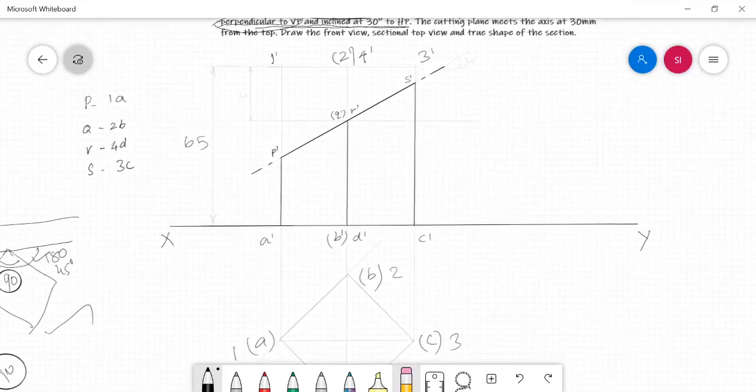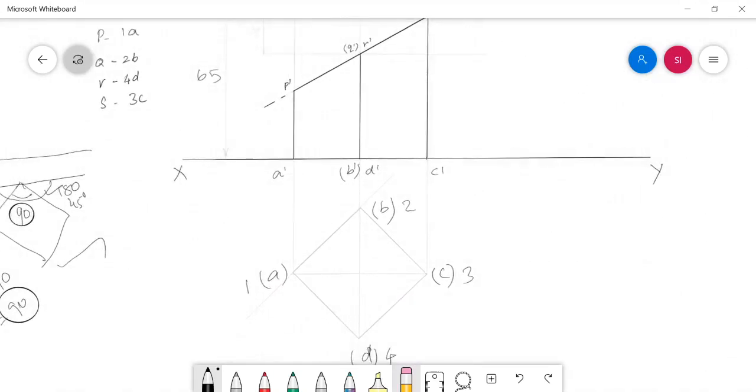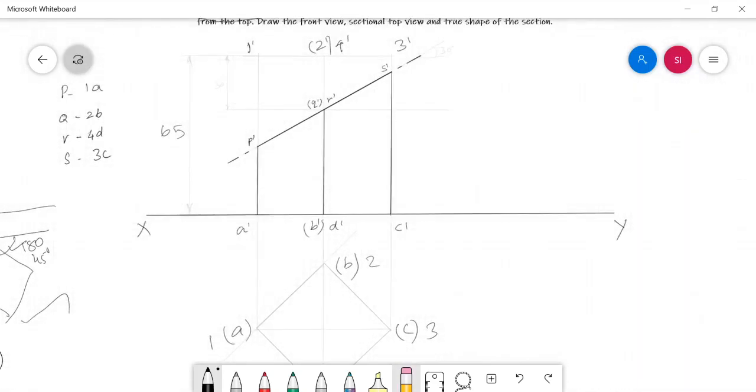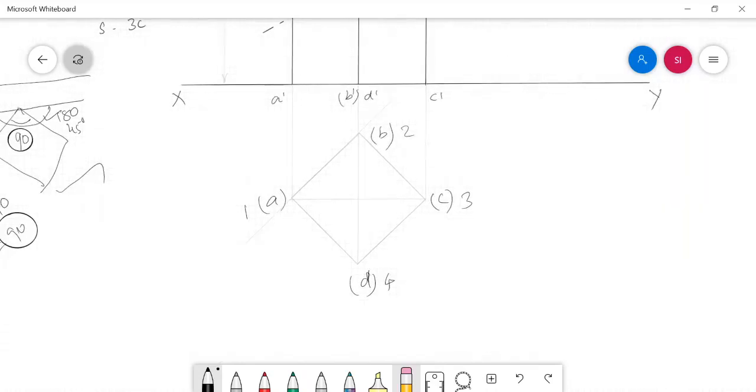Now we need to project each and every cut point towards the top view and mark them in the base view of the solid. But here all the cut points already have their projectors. For example, P dash has its own projector and the location of P is in the edge 1A. So in the top view the 1A edge is here. It's like a point. So at this point itself we can mark the cut point P.